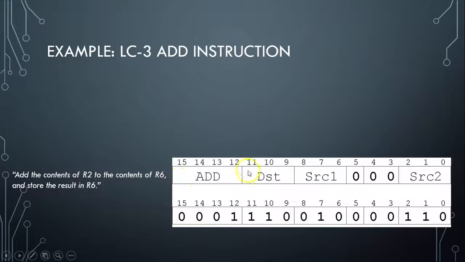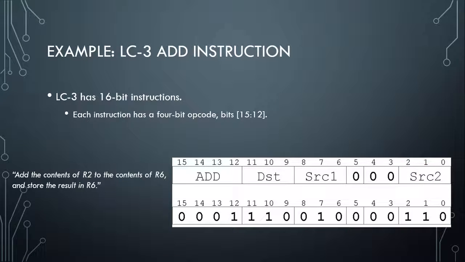The first 4 bits are what kind of operation you're doing. In this case, this is an add operation. Then the next 3 bits determine the destination. Okay? This is the source. And then lastly, right down here, is where you want that other source to go. So add the contents of R2, this is R2 right here, source 1, to the contents of R6, and store the result in R6. Whatever your answer is, that's going to be source 2.